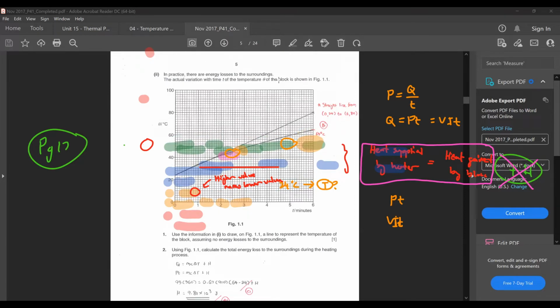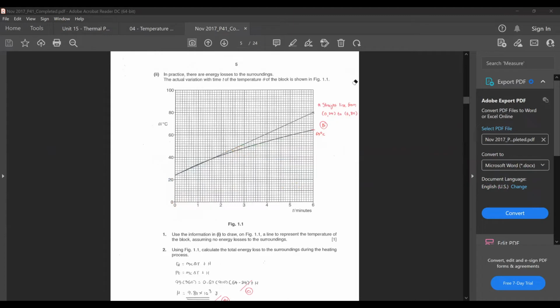Now on the next page, they tell you that in practice, there are actually energy losses to the surrounding. Before this, we said energy losses to the surroundings can be ignored, but here they say it's still present. They tell you that the actual variation with time t of the temperature theta of the block is shown here. Use whatever information you have in part one to draw on the figure a line to represent the temperature of the block, assuming no energy losses to the surroundings.